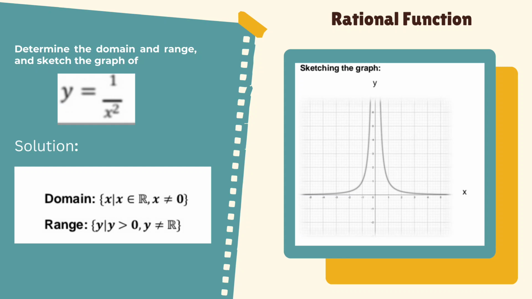We have to determine the domain and range and sketch the graph of y = 1/x². The domain of y = 1/x² is x such that x is an element of real numbers, where x is not equal to 0, and the range is y such that y is greater than 0, and where y is not a real number. So this is the graph of y = 1/x².